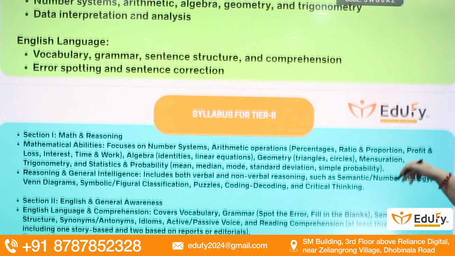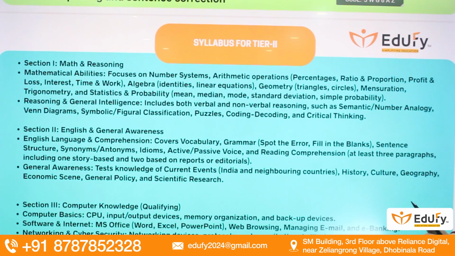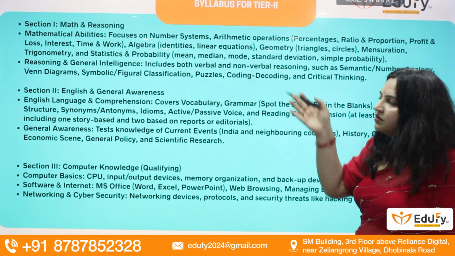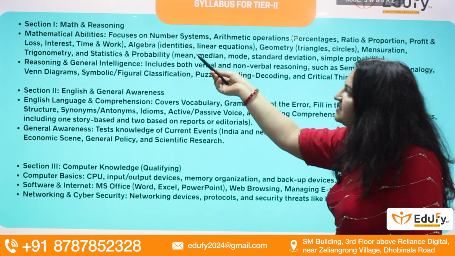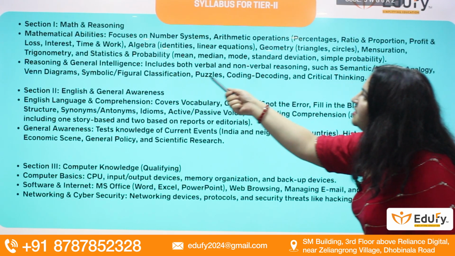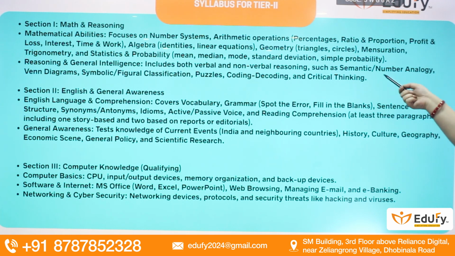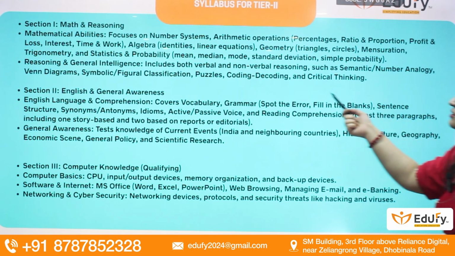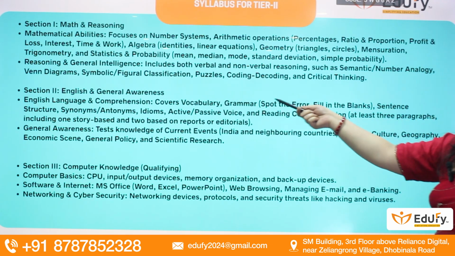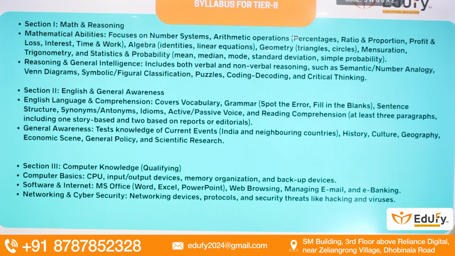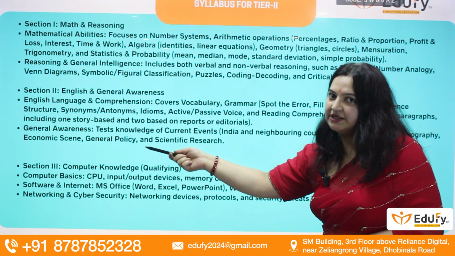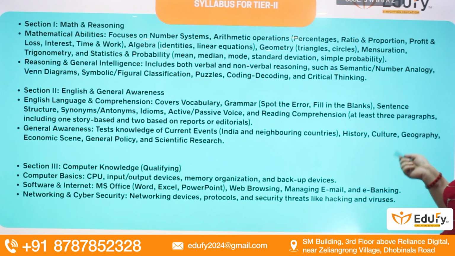Tier 2 is basically what? It is the advanced version of tier 1. So same syllabus but more detailed. You can see maths and reasoning, how detailed they can go. Next, reasoning, again same topics but more elaborate, like number analogy, Venn diagram, figural classification, symbolic classification, puzzle, coding, decoding, critical thinking, all these. Next, English comprehension, and same GK, general awareness, current events, history, culture.